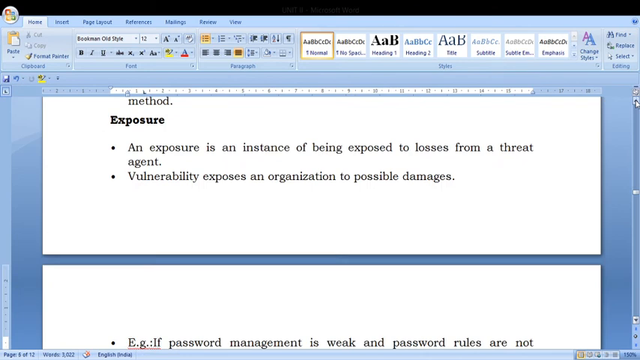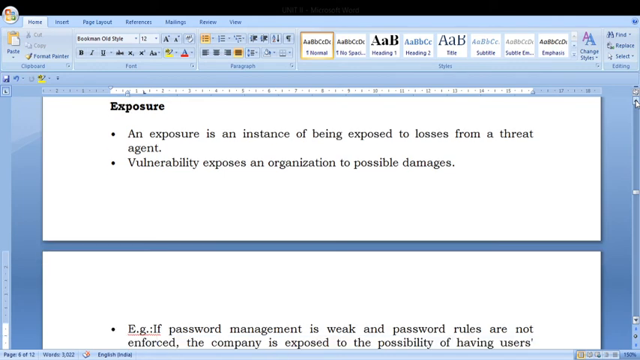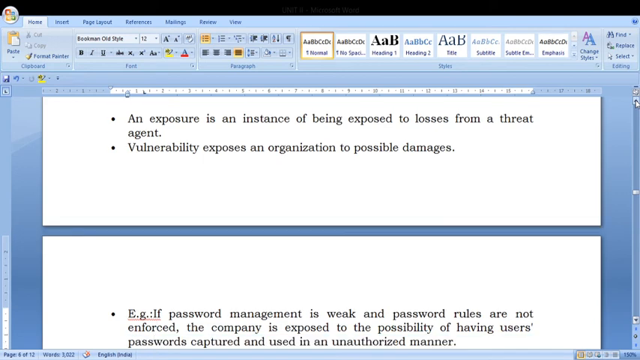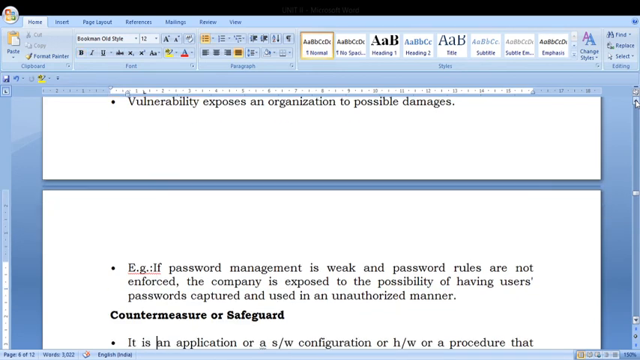And exposure is being exposed to losses from the threat agent. Vulnerability exposes an organization to possible damages, whatever they may be. For example, stealing the password, sharing the password, misusing the password. All these things come under vulnerability.